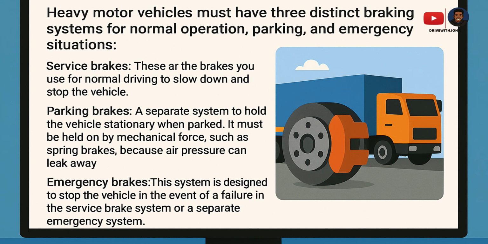Okay, the last brake system is emergency brakes. This system is designed to stop the vehicle in the event of failure in the service brake system. It often uses parts of the parking brake system or a separate emergency system. So truckers, they know what's happening in their vehicle and they are trained to drive heavy motor vehicles.